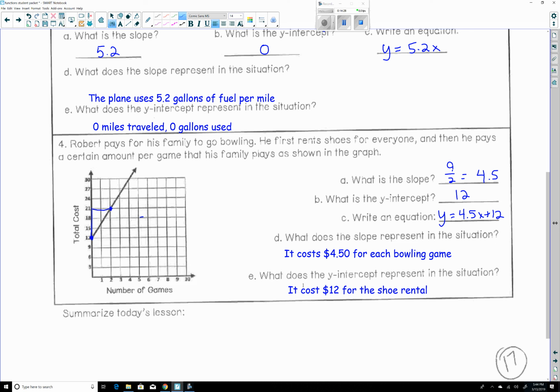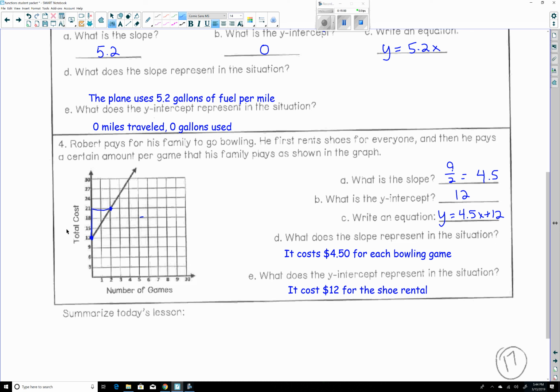So, summarizing today's lesson, we can write equations from graphs and from tables. We need 2 key pieces of information. We need the slope and the y-intercept, and then we write the equation in the format y equals mx plus b. Okay? From a table, we can calculate the slope by doing either the slope formula, the Larkin L, or change in y over change in x. We look for the y-intercept as the value of y where the x is equal to 0. Wherever that is, that's our y-intercept.